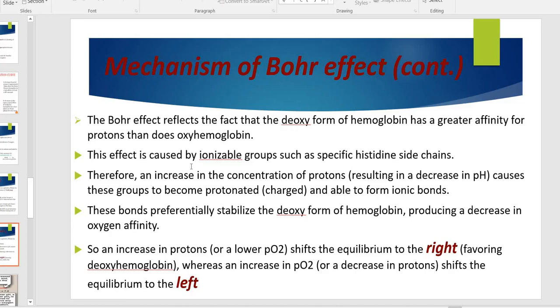When protons decrease, this will favor the R form, the oxy form of hemoglobin, and this will increase the affinity of hemoglobin for oxygen.